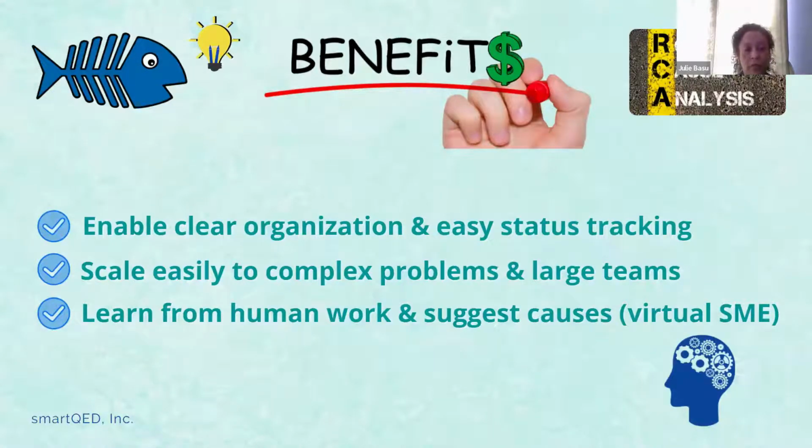They're all available in context. It scales easily to complex problems and large teams. The Smart Fishbone is, of course, collaborative. You can have multiple people updating at the same time. And last but not the least, it also acts as a virtual subject matter expert, because it's always trying to learn from human work.